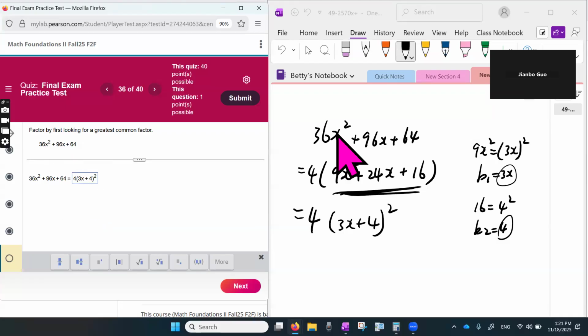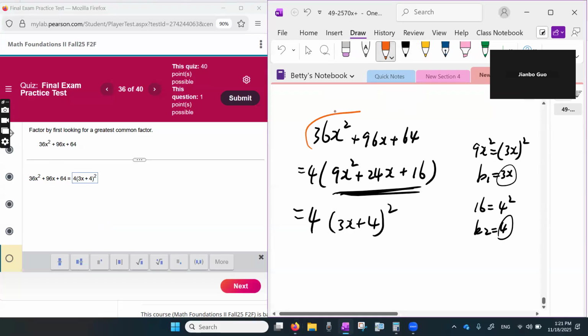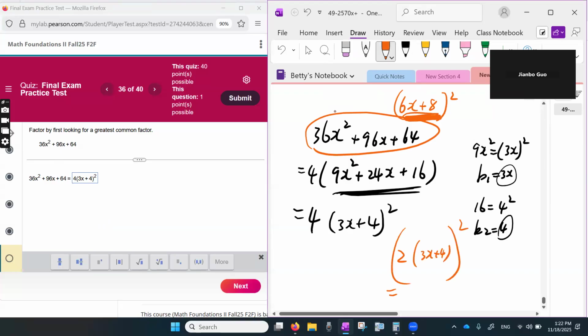Yes, we should factor out the GCF. I don't know if you noticed, this can be written as 6x plus 8 to the power 2, right? But 6x plus 8 is not fully factored, it is factorable. 6x plus 8, you factor out 2, you have 3x plus 4, and then 2 to the power 2 is 4. This one works, but you have to apply the power of a product. Just in case you make any mistake, we should always factor out the GCF first.